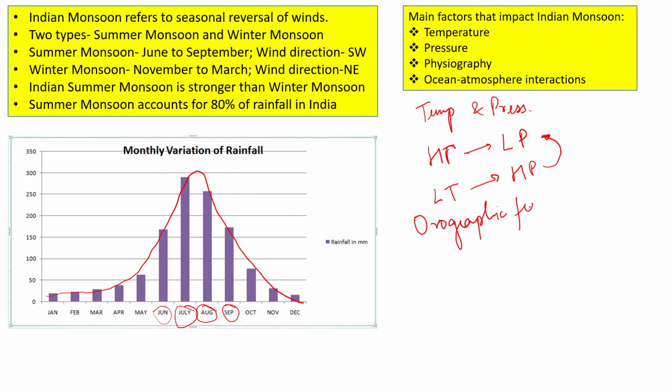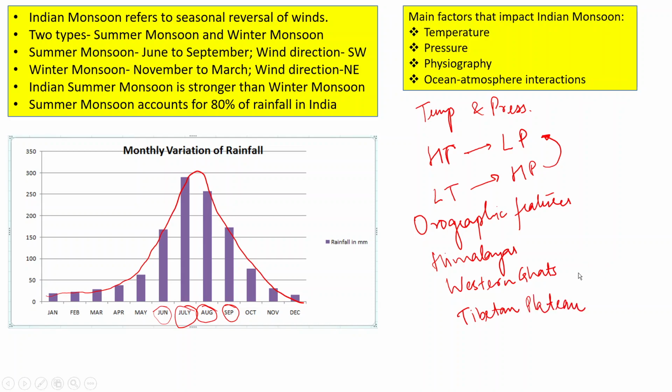Orographic features like Himalayas, Western Ghats, and Tibetan Plateau on the monsoon, its intensity, and the rainfall. So we can say that these factors, temperature, pressure, and physiography, are very important. The fourth factor, the ocean atmospheric interactions, is also extremely important.